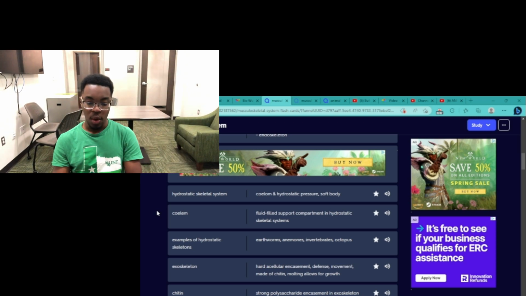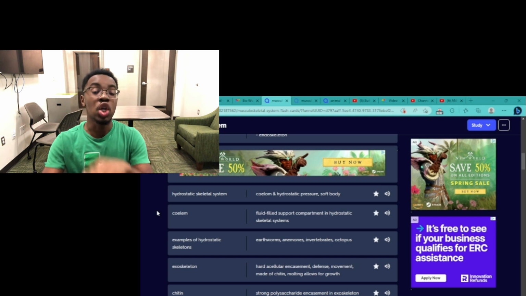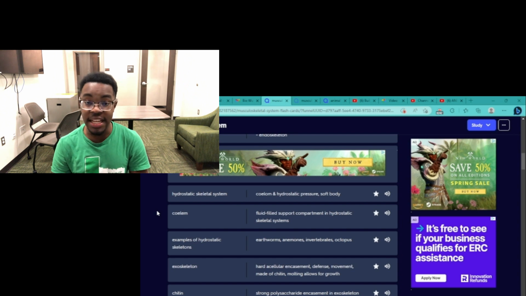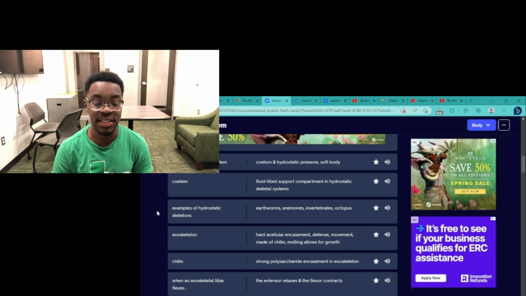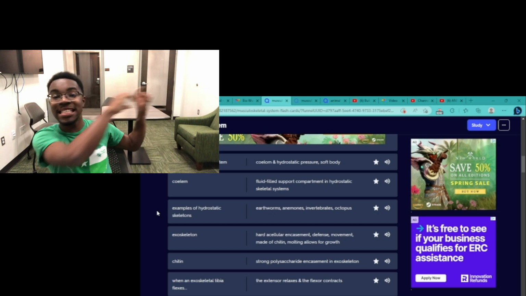And so next up, we have exoskeleton. There are going to be hard acellular encasements. Acellular, no cells. Acellular encasement, defense, movements made of chitin. Molting allows for growth. These are characteristics of an exoskeleton. And a strong polysaccharide encasement in an exoskeleton is known as chitin. Let that sink in, bro. Chitin is a strong polysaccharide.